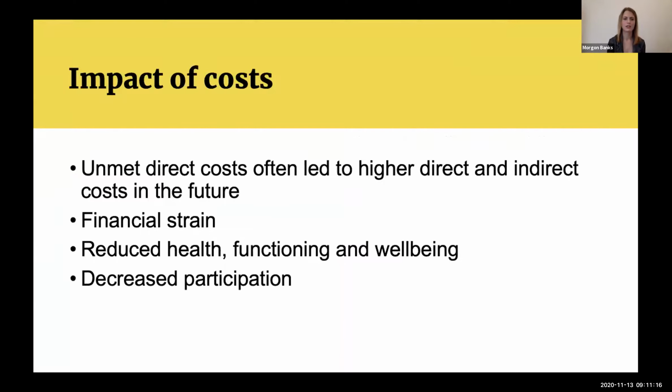Financial strain was also very common. So managing direct costs when people are living in poverty, so that indirect costs, the combination of those two was quite difficult for households to manage. Inability to meet direct costs often led to reduced health functioning and well-being. So for example, not being able to afford an assisted device or rehabilitation. And the ultimate impact was on decreased participation, so impacts on work, on education, and social life.